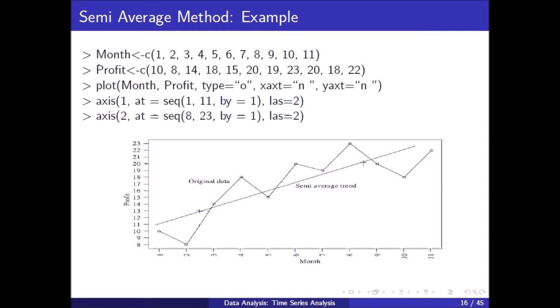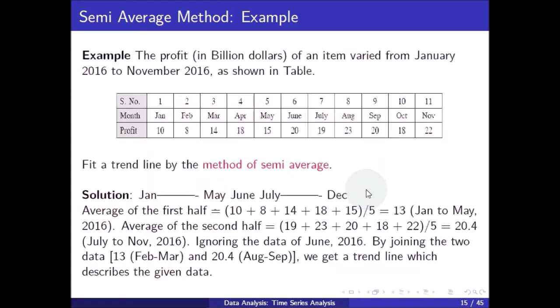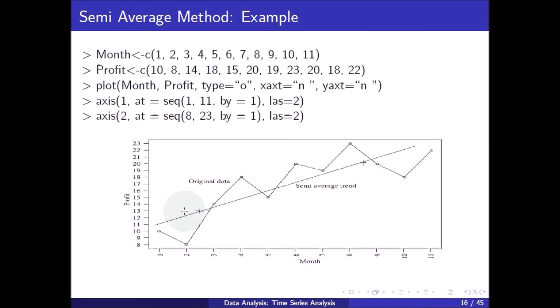Here months and profit are the input, and these are the plot and these are the middle points. The values are 13 and 20.4, and we just draw the line using these two points. So this is the example of the semi-average method.